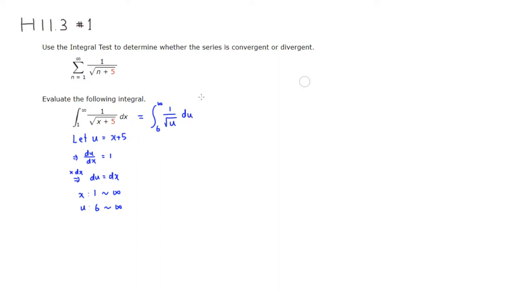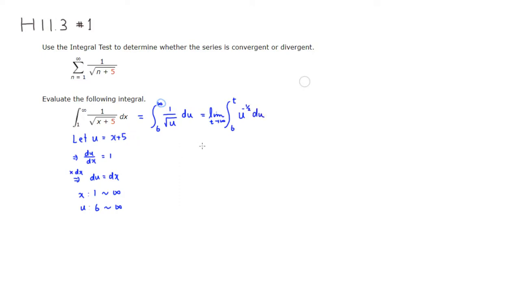Since we have a troublemaker, this infinity, which is why this is an improper integral, I'm going to replace it by t. Starting from 6 to t, we take the limit as t approaches infinity. It's a reciprocal, so u to the negative power, and the square root is the 1/2 power, which makes it easier to find the antiderivative.